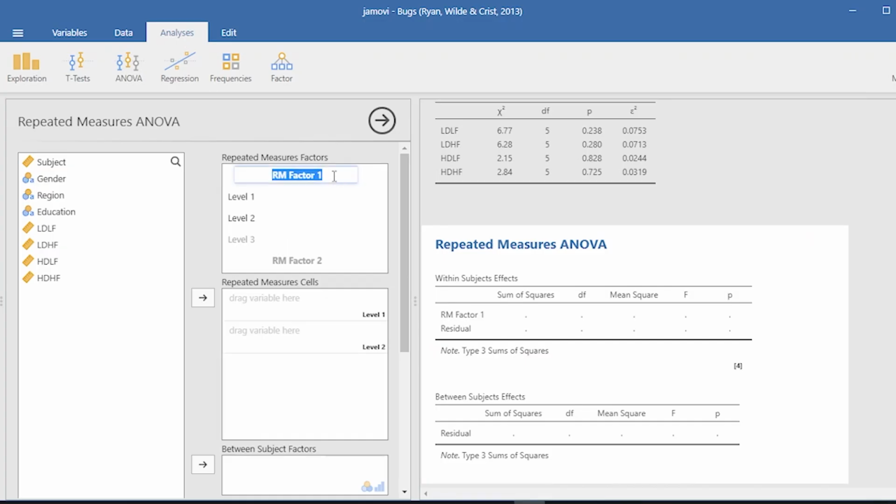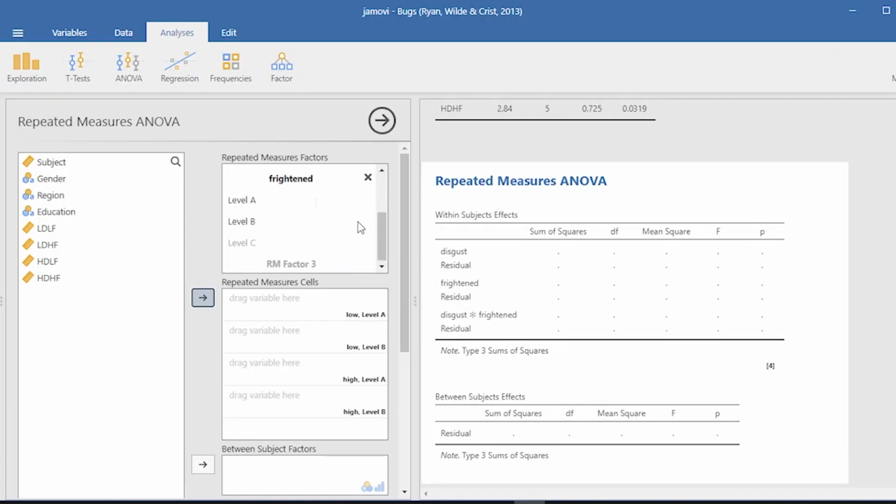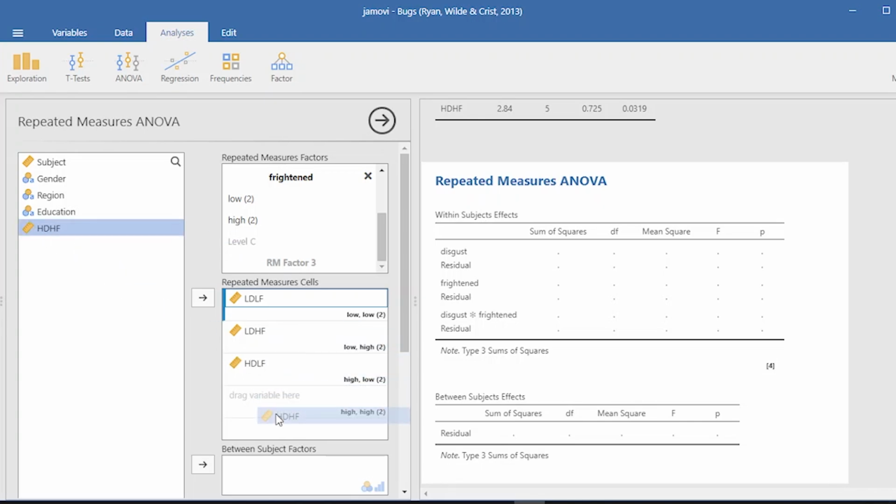Let's call it the level of feeling disgust, for example. And then we know we got low and we got high. And then on the second factor, frightened. And once again, we got low and high. Now, what they expect from me now, in the repeated measure cells, is to fill in the low disgust, low frightened; low disgust, high frightened; high disgust, low frightened; and both of them high.